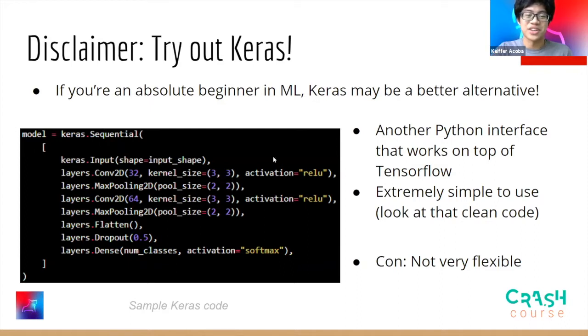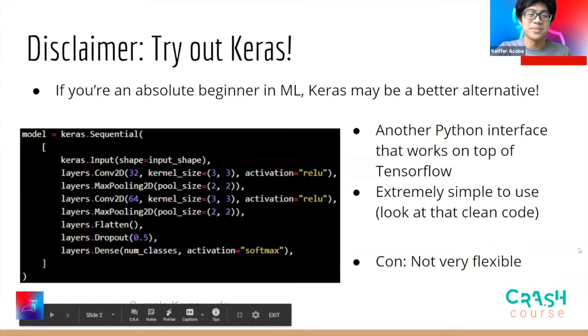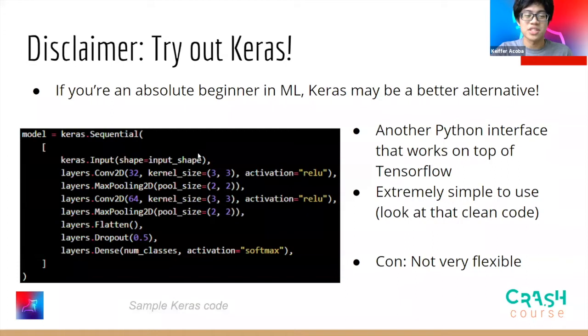You can see here, if you look at the code, it is extremely clean. All you have to do is say you're creating a sequential model. You start with some input, and then for each layer, you just say, my next layer is a convolution, my next layer is a max pooling, and so on. It's very simple and intuitive to use. That being said, it's not very flexible because of how simple it is to use and how much it wraps everything together. But as I said, if you're an absolute beginner, this is still a great interface to use. And it still does quite a bit for most purposes. But with that being said, we can get into PyTorch.